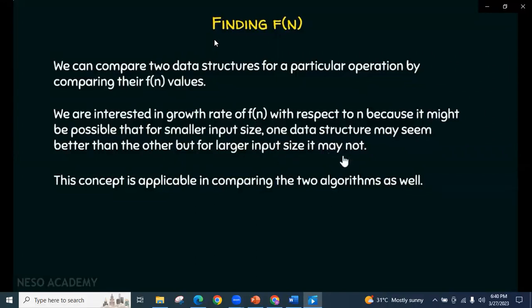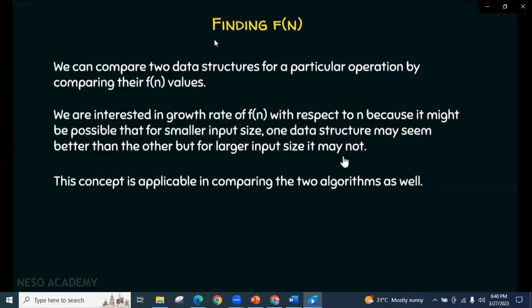We have to try different values of n and find what the f(n) value is. So for different values of n we should calculate, not for just one value of n. This concept is applicable in comparing two algorithms as well. We can compare two algorithms in the same way, and two data structures in the same way. We are interested in the growth rate of f(n). Now, how do we know the growth rate of f(n)?